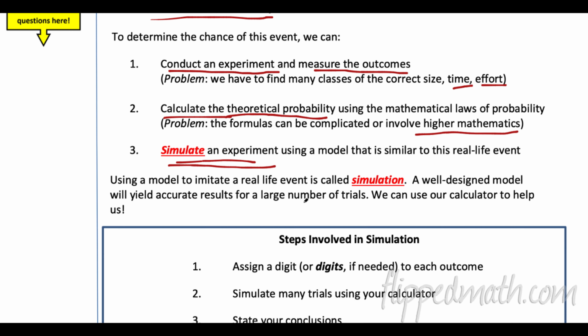Using a model to imitate real life is called simulation. A well-designed model will yield accurate results for a large number of trials. So we can use our calculator. You're going to need a graphing calculator. Probably an 84 is best for this section.